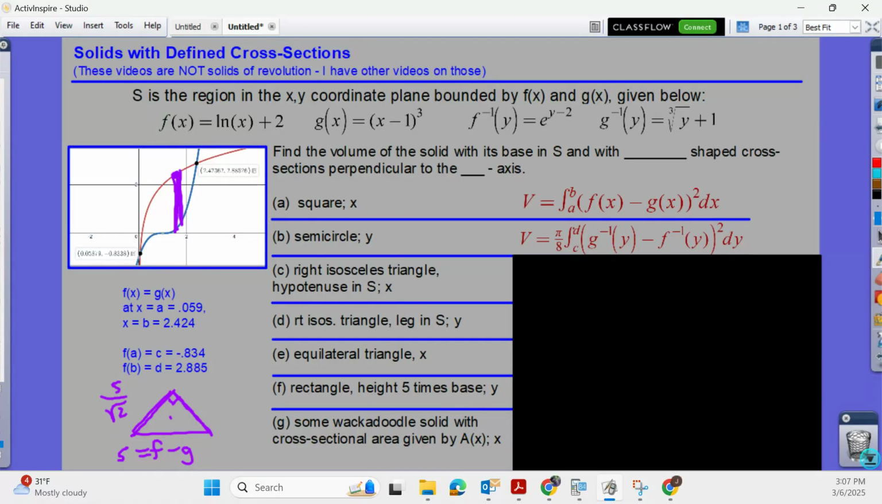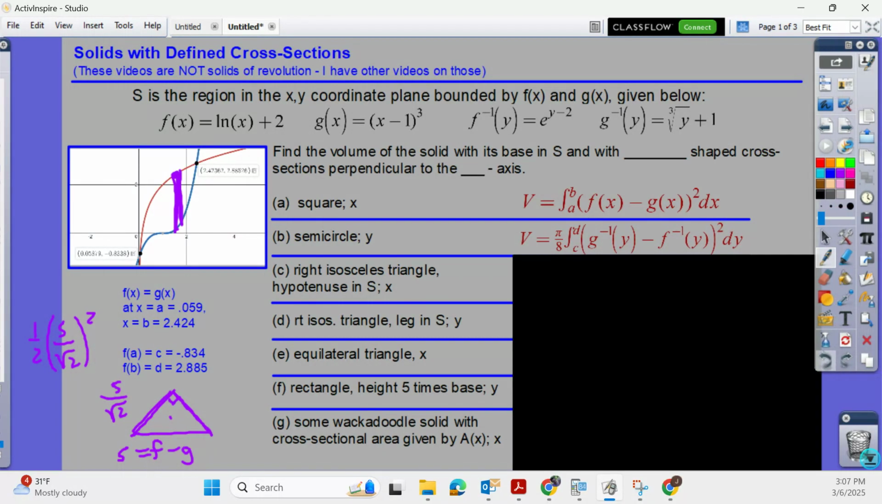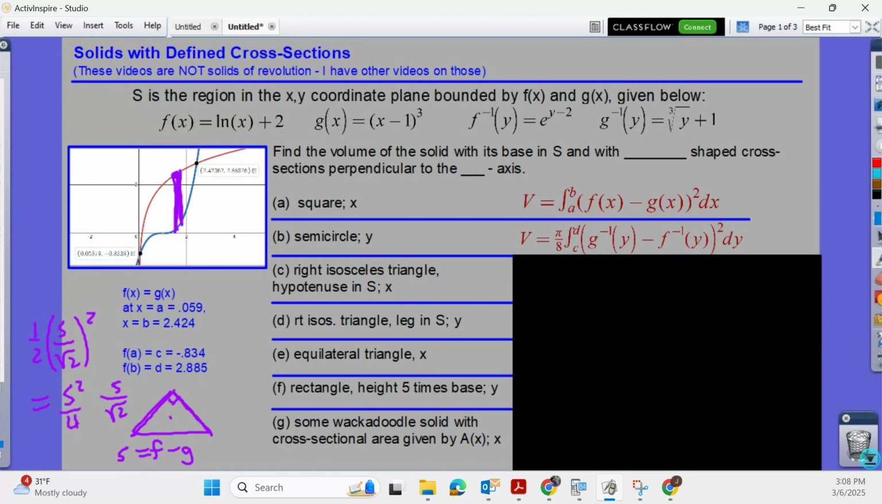And so if I take both of those, the area of a triangle, of course, is going to be 1/2 times the base times the height. So 1/2 times s over the square root of 2 times s over the square root of 2. And when we square that, you get s squared on top, and you get 2 on the bottom from that. If you multiply it by the other 1/2, that gives us s squared over 4.